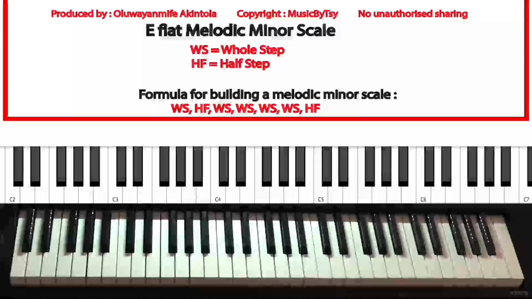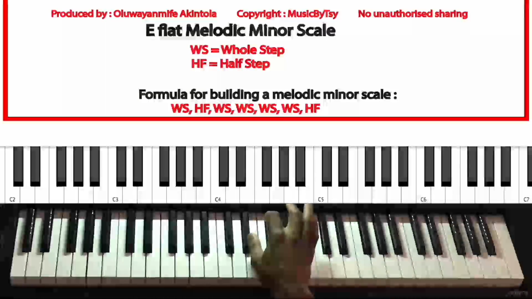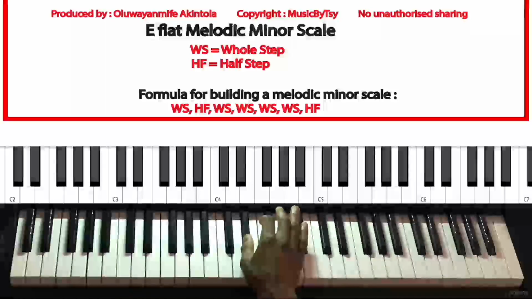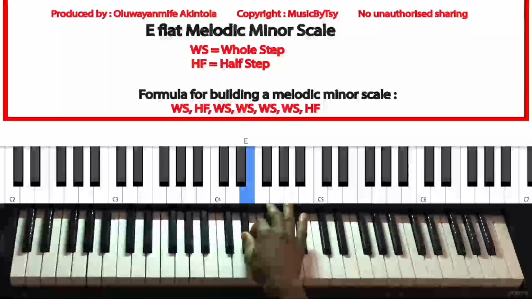The last method that I am going to teach in this lesson by which we can build the E flat melodic minor scale is through the use of the formula. Now, just to remind you, whenever you move from one key to the next key without skipping any key, that is known as moving by a half step. So for example, if I move from the key of E flat to the key of E, I've not skipped any key. Therefore, this means that I've moved by a half step.